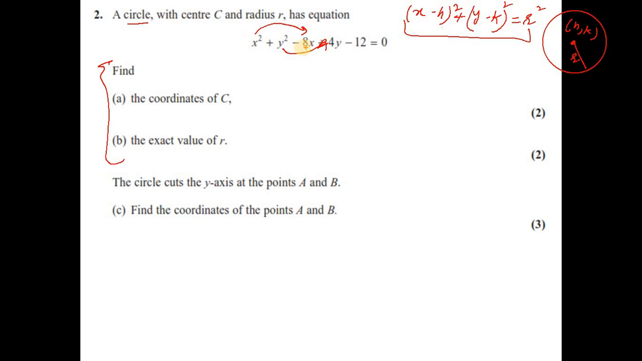First you need to gather the x and the y terms and send the constant to the other side, because you need it equal to r square. So first I'm going to arrange that. I'm just writing here: x square minus 8x plus y square plus 4y minus 12 equal to 12.